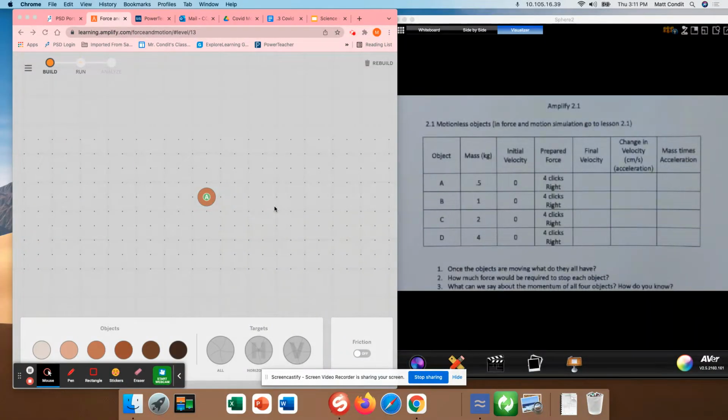Hi, everybody. These are our directions for Amplify 2.1. On the right is the paper that you should have, and on the left, of course, we have Amplify. And I've got one mistake in here that I apologize for.